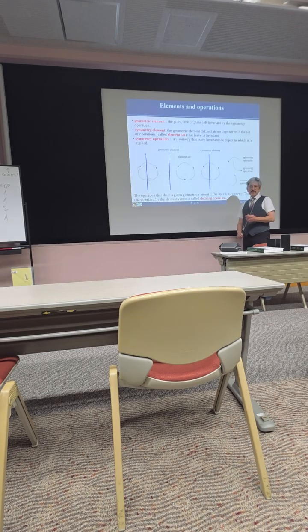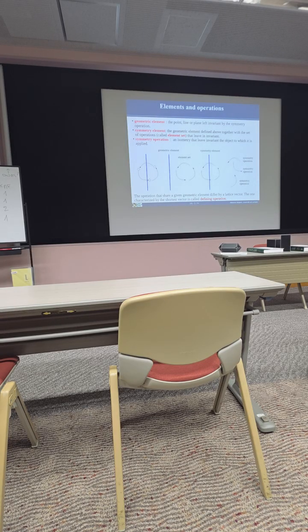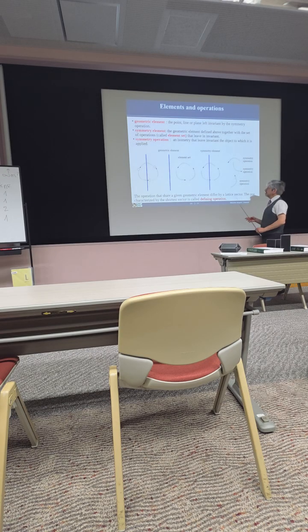A geometric element is the subspace that is left invariant by the operation. A symmetry operation is an isometry that moves your structure from a configuration to another configuration which is equivalent. So you cannot differentiate them unless you see the movement itself. The element set is the set of operations that have the geometric element in common. And the symmetry element is the combination of the two: element set plus geometric element.